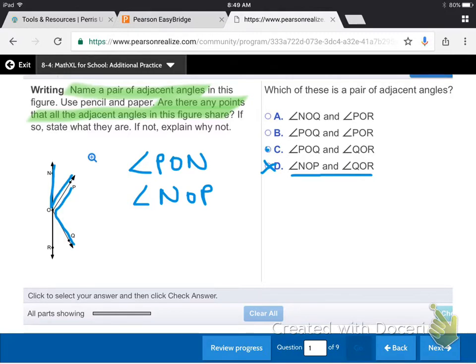POQ and POR, no, those don't work, because you can't have an angle and another angle inside of that angle. Those aren't adjacent angles. Let's see, NOQ and POR. No, those certainly aren't adjacent, so it's C, that one. Okay, you got it? I think you got it.